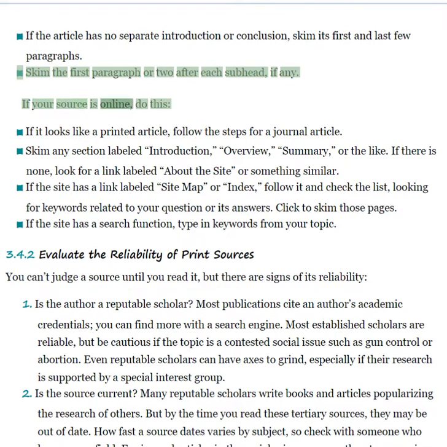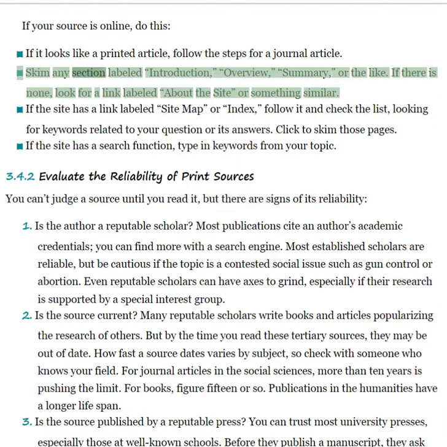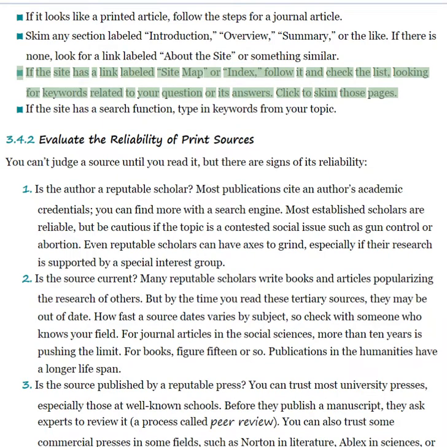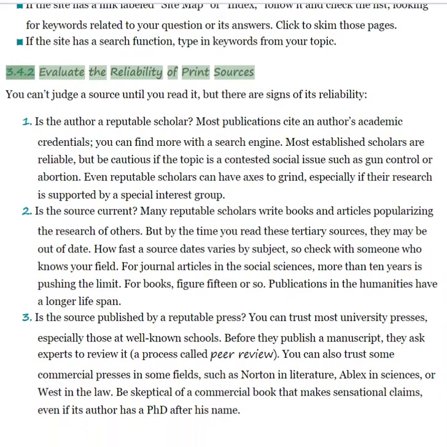If your source is online, do this. If it looks like a printed article, follow the steps for a journal article. Skim any section labeled Introduction, Overview, Summary, or the like. If there is none, look for a link labeled About the site or something similar. If the site has a link labeled Sitemap or Index, follow it and check the list, looking for keywords related to your question or its answers. Click to skim those pages. If the site has a search function, type in keywords from your topic.